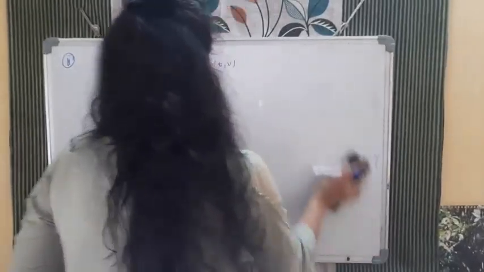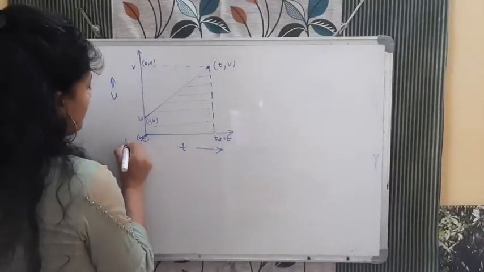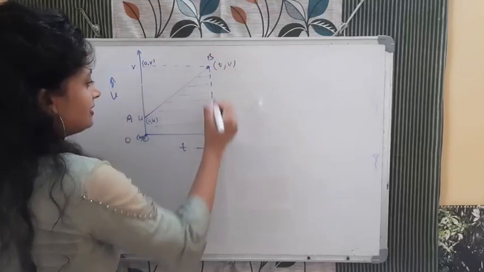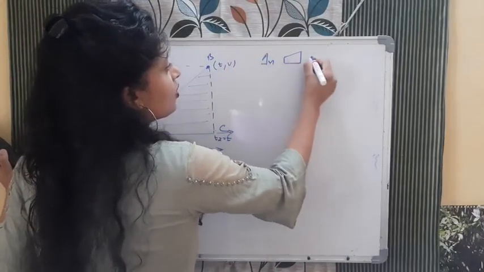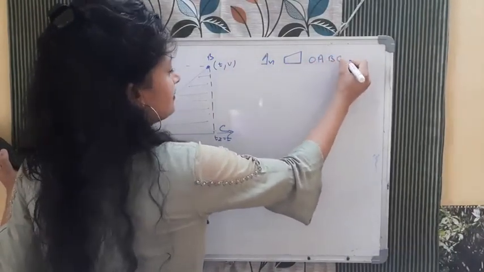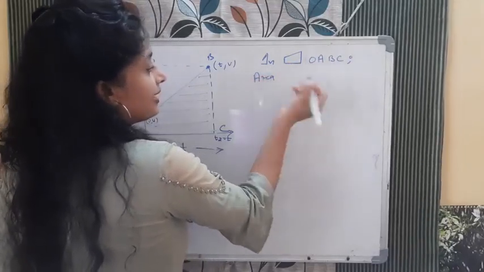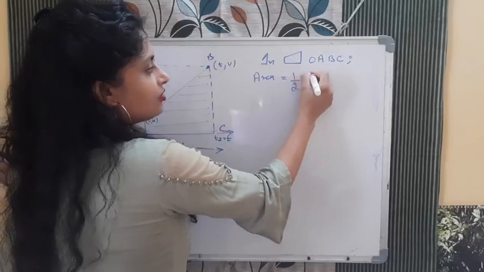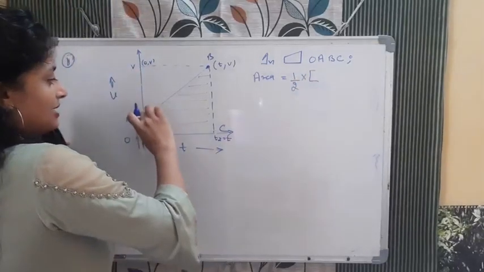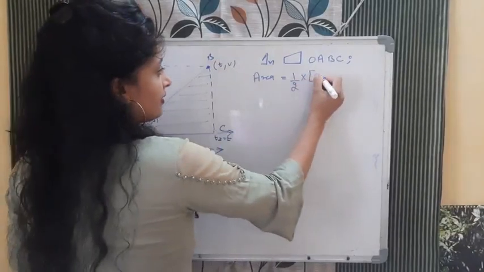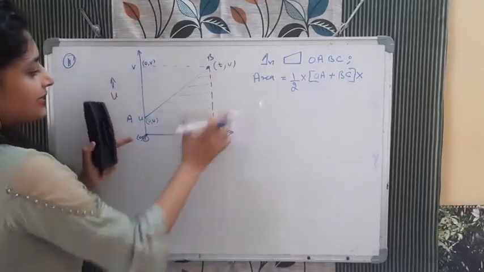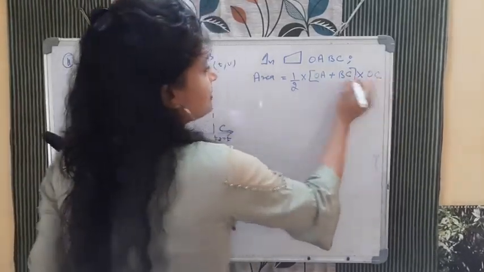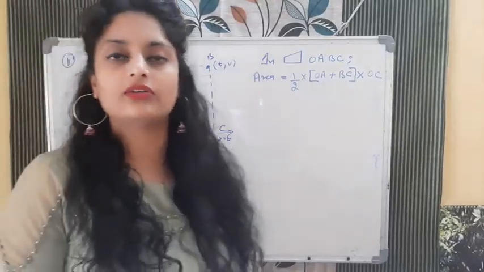So just see now. First we will start with the trapezium. I am writing the names. This is point O, this is point A, this is B, and this is C. So in trapezium OABC, how do we calculate the area? Half into the sum of the parallel sides into the height. Now the parallel sides are this and this, which means OA plus BC. Sum of parallel sides into height. Height is this OC. This is the formula to calculate the area of a trapezium.